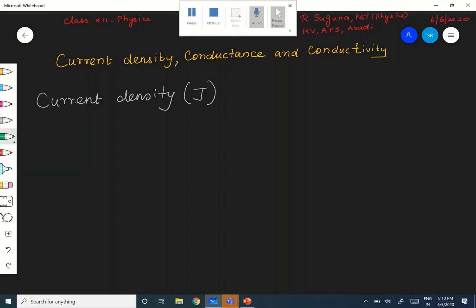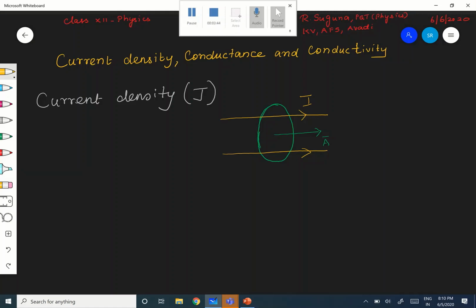For example, I have one area. Now this is the area vector direction. This is your area vector, correct? Now what is the direction of the current? Let me say that this is the direction of current. This is the current, so you can say I.